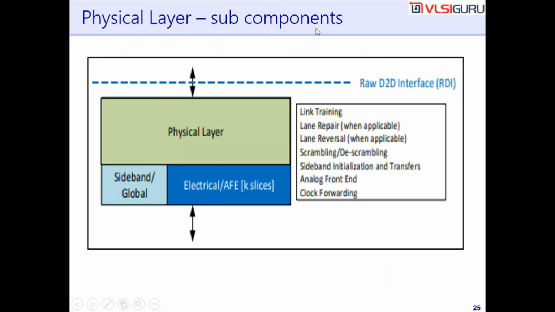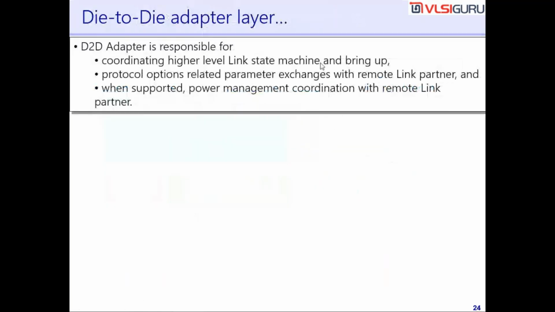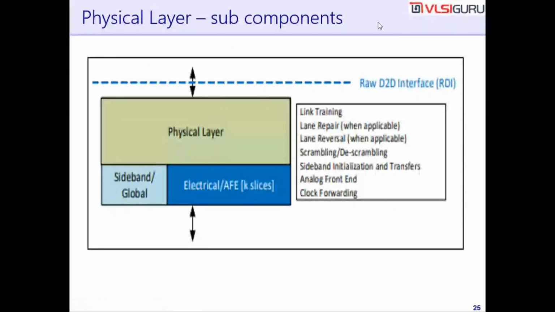Now coming to the physical layer, it is divided into two parts: one is the physical layer logical part, one is the electrical. Logical physical layer, electrical physical layer. And then you have got the sideband lane. It is responsible for link training, lane repair, lane reversal, scrambling, descrambling, sideband initialization and transfer, and analog front end. Analog front end means the circuitry for transmitting and receiving the analog signals, and the clock forwarding.